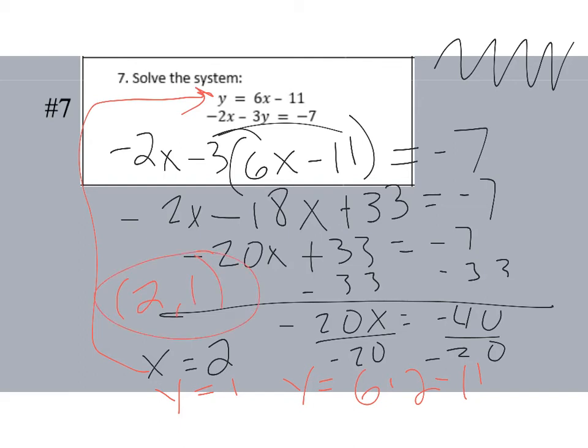Alright, if you're not sure, you can plug it in. We already know 6 times 2 is 12 minus 11 is 1. That works in the first equation, so check. Negative 2 times 2 is negative 4. Negative 3 times 1 is negative 3. Negative 4 and negative 3 is negative 7, so that's another check. Again, with these kinds of problems, you should be able to plug them into both equations and check to see if you are correct. So that way you know 100% that you got your problem right. Okay? Do it. That's my advice. Don't be lazy. Do it.